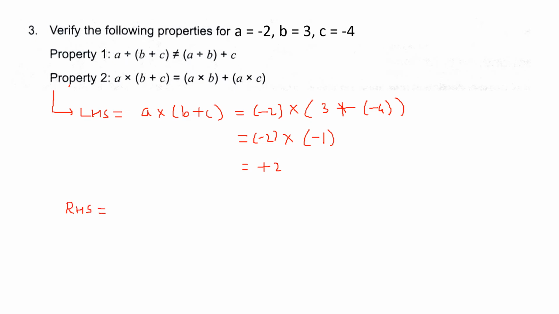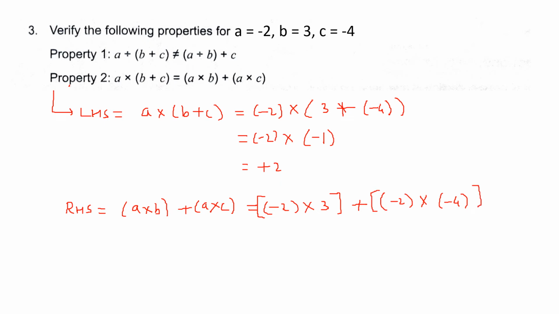Now let's proceed with the right hand side. The right hand side is a multiplied by b plus a multiplied by c. Let us calculate the values. A was minus 2 multiplied by b. B is 3. Let me use a big bracket here for clarification. Now plus a, again a is equal to minus 2, multiplied by c, that is minus 4. I'm taking the values from the question, and let me use one more big bracket for clarity. Now let us calculate them.